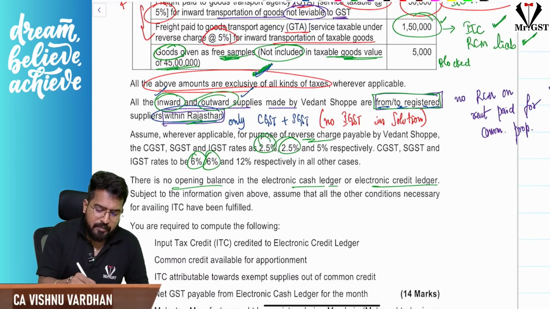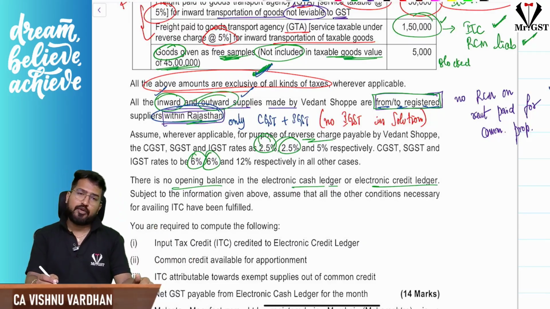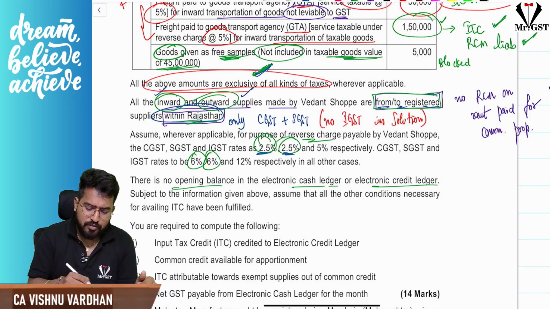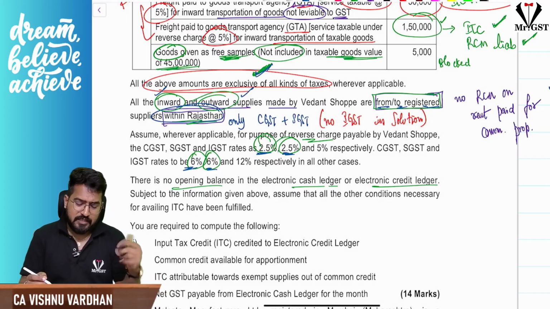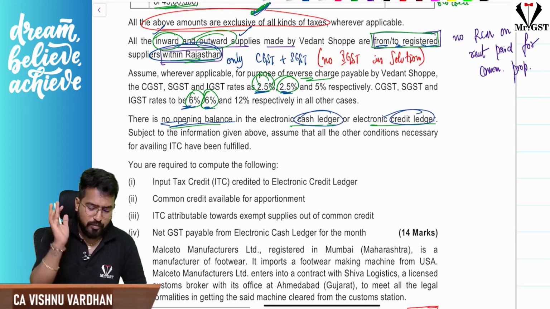And everything is happening within Rajasthan. So in your calculations, only CGST, SGST will be there. IGST will not be there in your solution. And they gave RCM rates 2.5%, 2.5%. Normal GST rate 6%, 6%. So IGST rates you need not worry. Sir, opening balance: no opening balance, either in cash ledger or credit ledger, no opening balance at all.